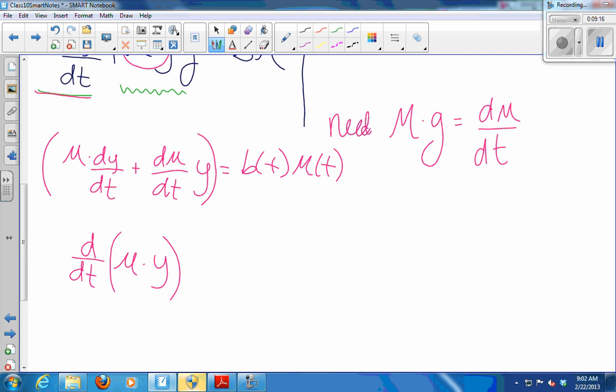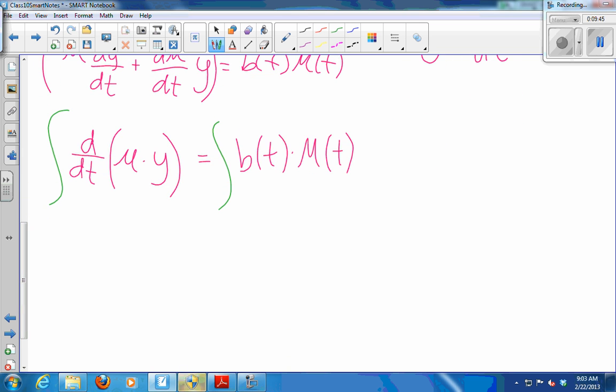So if you go backwards, right, mu times y, you'd have first times the derivative of the second plus the second times the derivative of the first. So this equals b of t times mu of t. And then just go ahead and integrate both sides. Okay, what is the integral of d dt of mu times y? Mu times y. The integral of the derivative gives you the stuff back. Yes. Mu times y plus c.